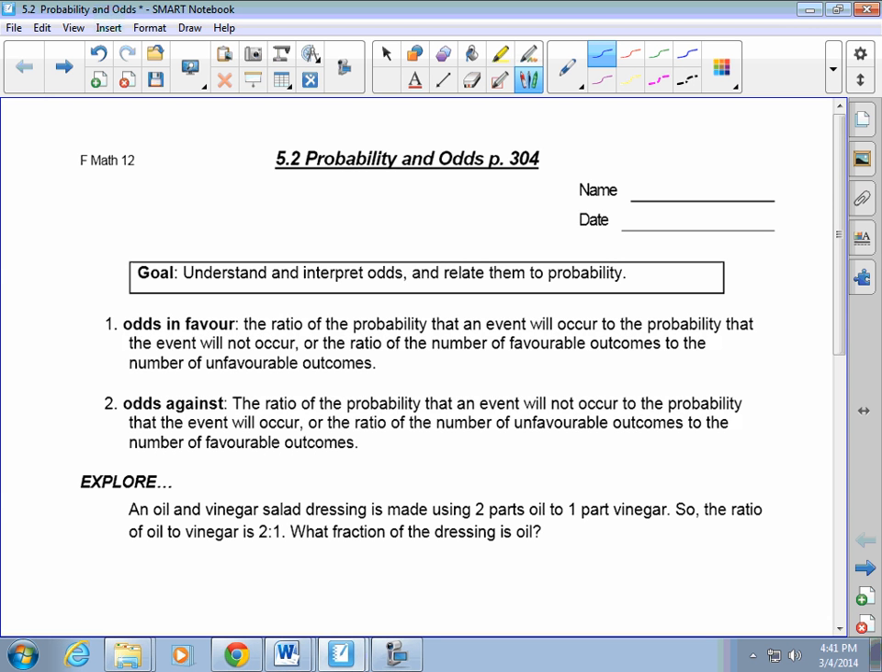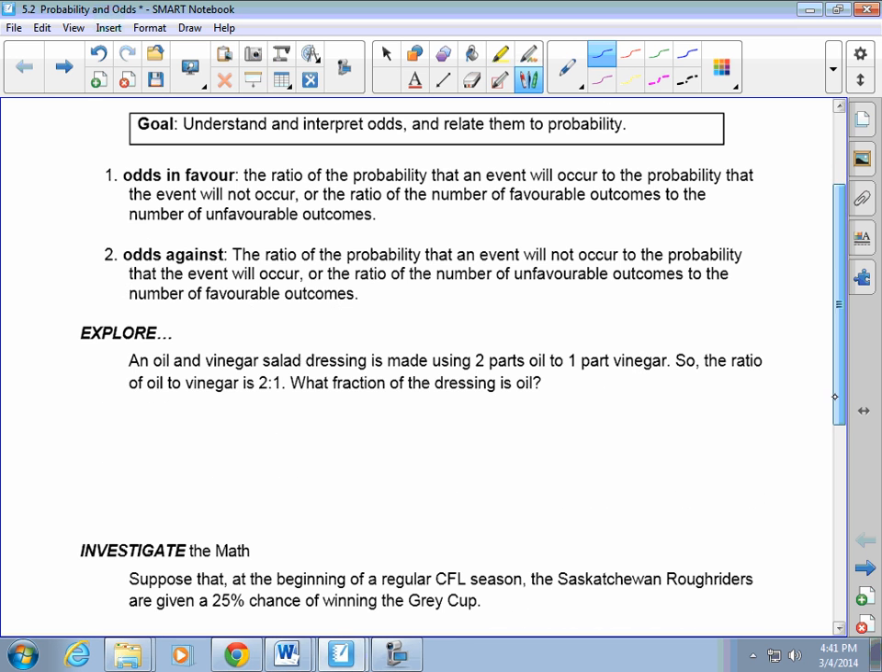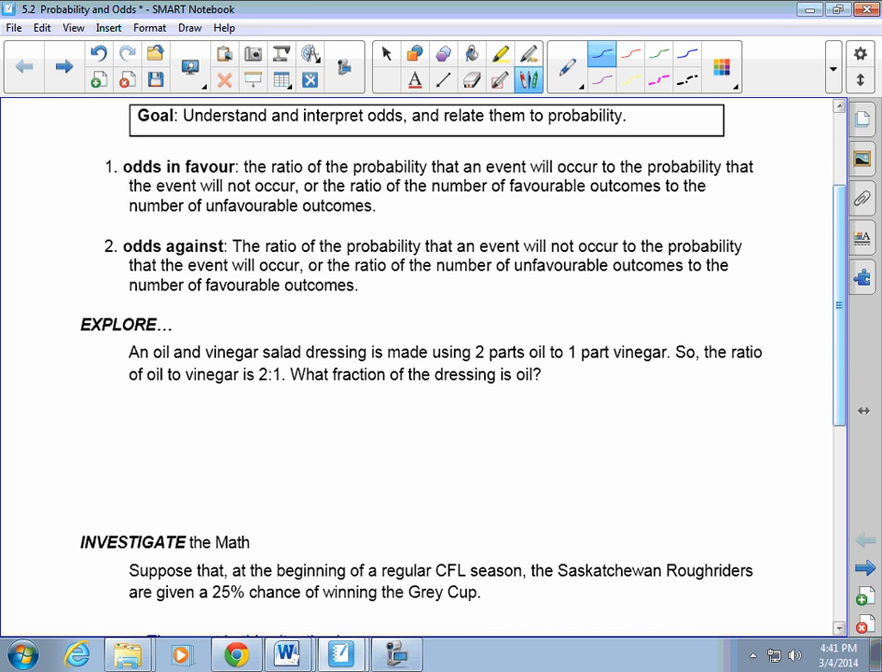Odds against then is the ratio of the probability that an event will not occur to the probability that the event will occur. Or the ratio of the number of unfavorable outcomes to favorable outcomes. So odds in favor puts the favorable first in the ratio. Odds against puts the unfavorable first. So just a basic look at ratios, or a refresher.